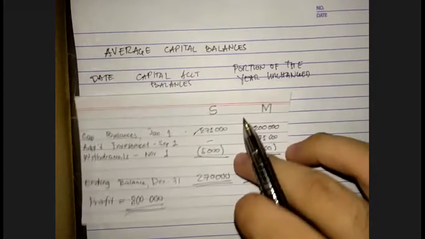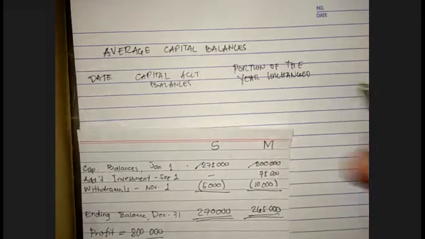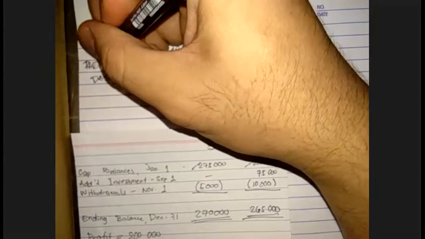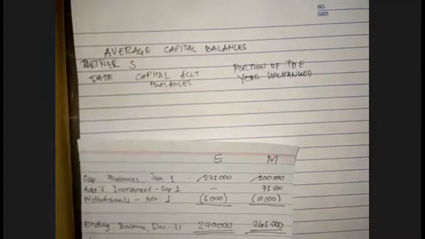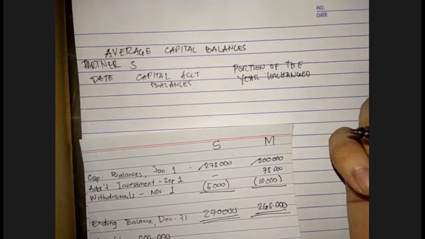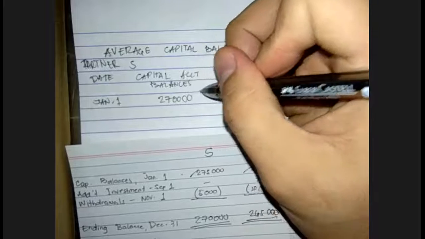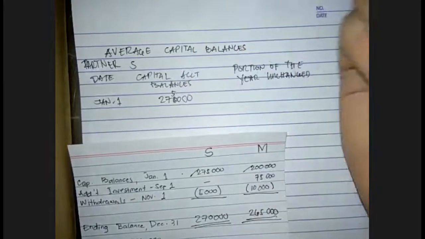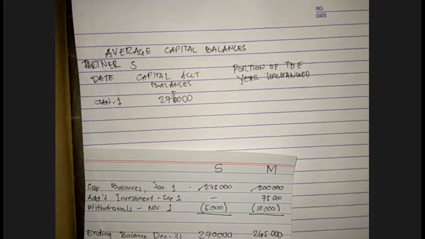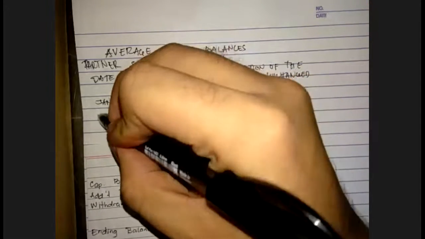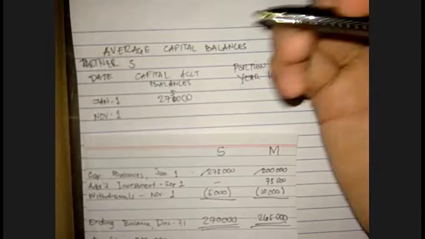Ayan. So, dito, unahin muna natin si S, partner S. Noong January 1, nagkaroon siya ng transaction, nag-invest siya ng 275,000. And nagkaroon din siya ng withdrawal ng November 1 ng 5,000.